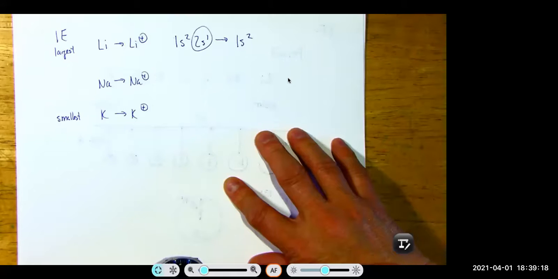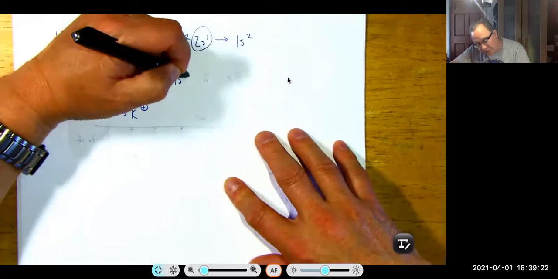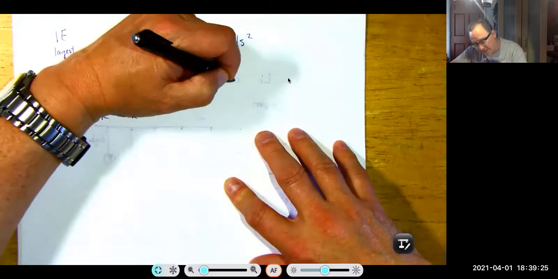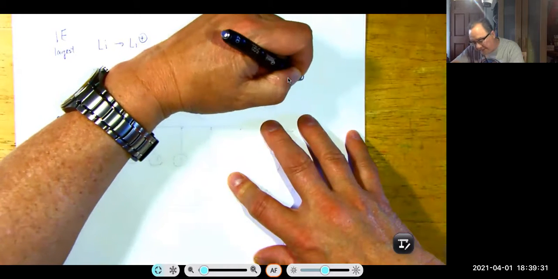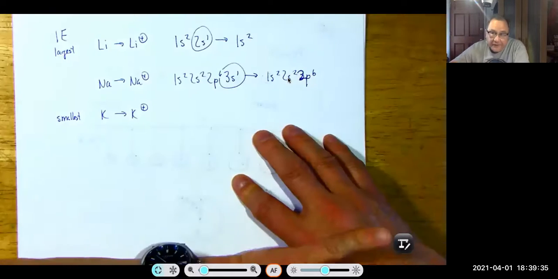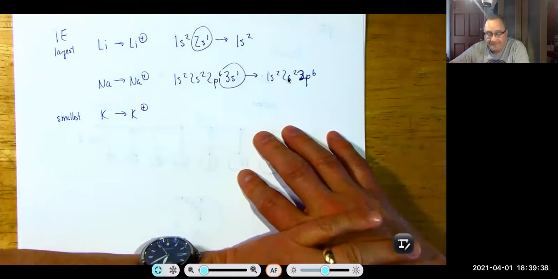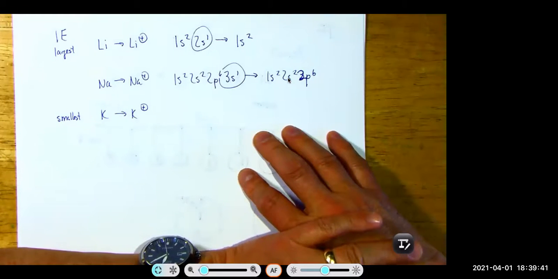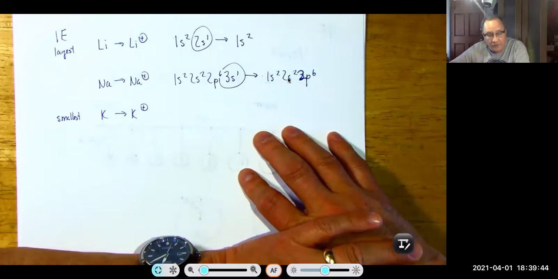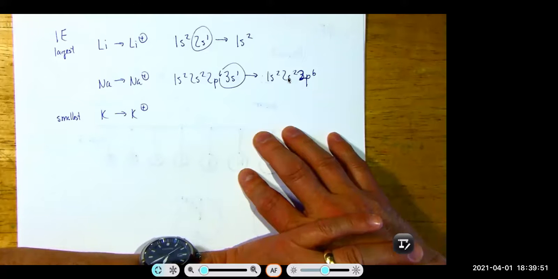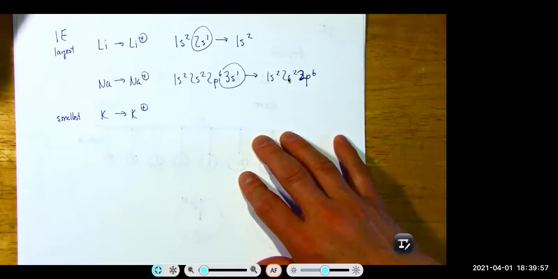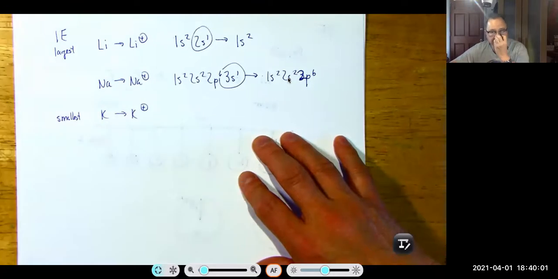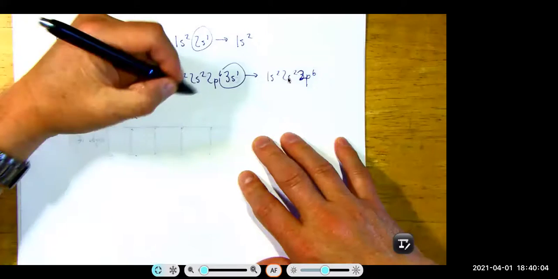For sodium, it's 1s2, 2s2, 2p6, 3s1, and it becomes 1s2, 2s2, 2p6, and we're taking a 3s electron. What's easier to take, a 3s or a 2s? A 3s, because it's farther away from the nucleus. Okay. So when you're looking at the shell, larger shell means farther away. Larger shell means less stable electron. Right. Okay.